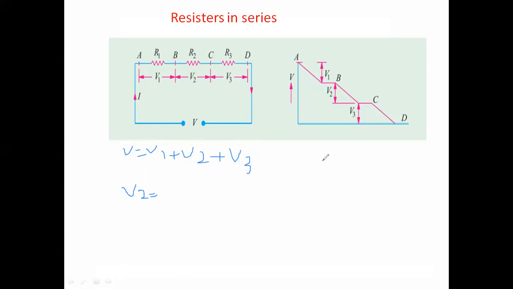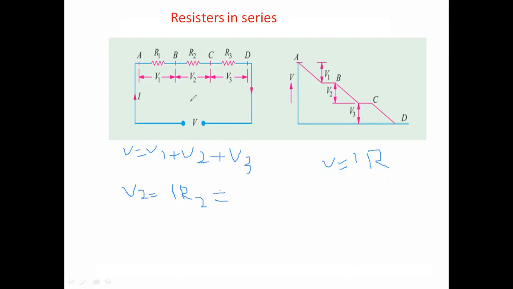We know the formula from Ohm's law, V is equal to I into R. So we have to find the voltage drop V2, which is equal to the current flowing through this circuit, I, times the resistance, which is R2. That gives the voltage drop value of I into R, from Ohm's law.